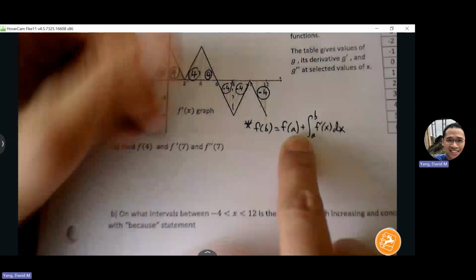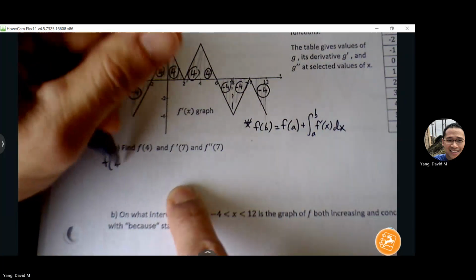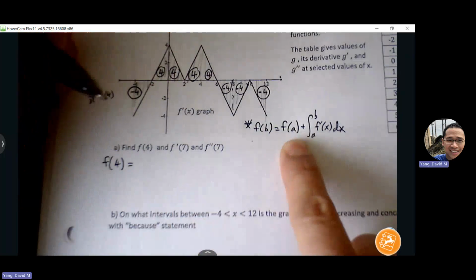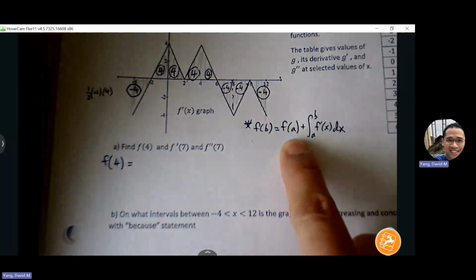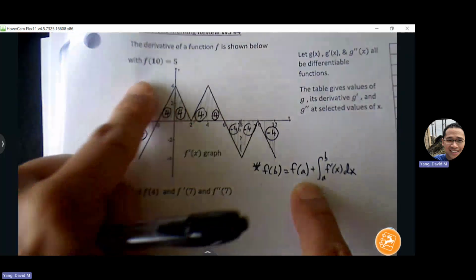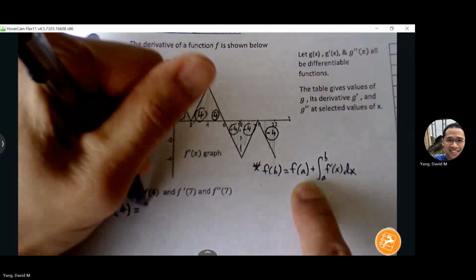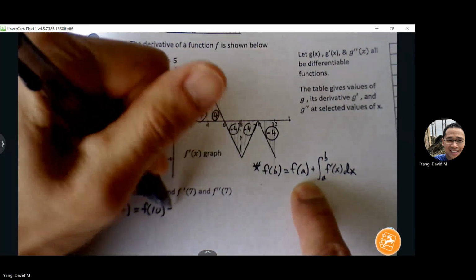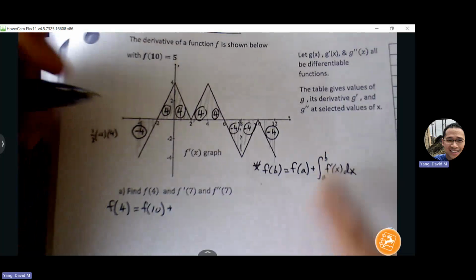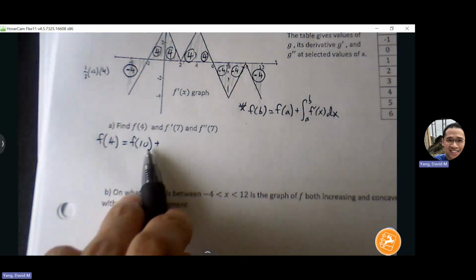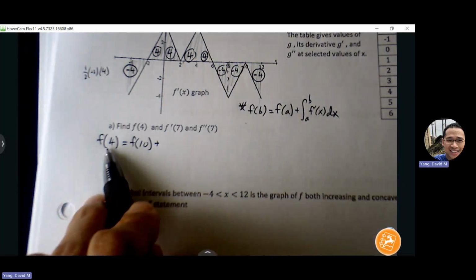So if I want to find f of 4, I need to have an anchor point, right? And the anchor point that's given to us is f of 10. And I'm going from 10 to 4 because I'm starting here and I'm trying to reach my destination.